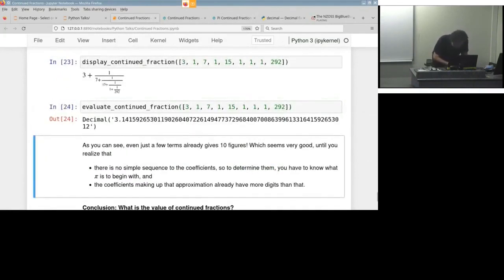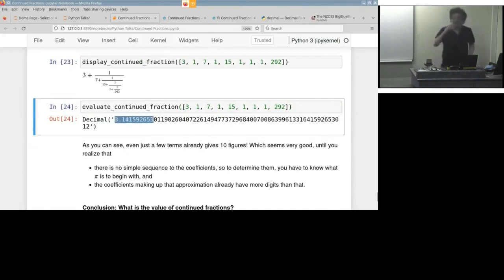so this is actually good to 10 figures, but two problems. Count up how many digits there are in here. 1, 2, 3, 4, 5, 6, 7, 8, 9, 10, 11, 12. There's 12 digits to produce 10. And there's no pattern to it. The only way you can determine the sequence is you already know what pi is, and you're working backwards.